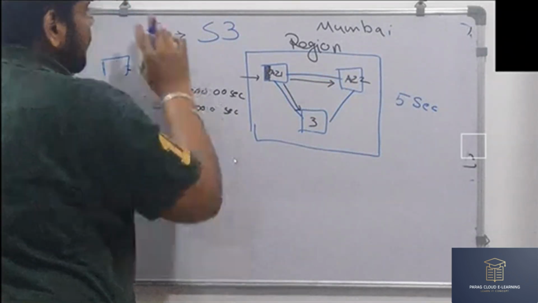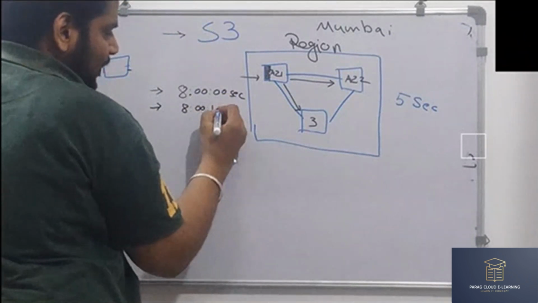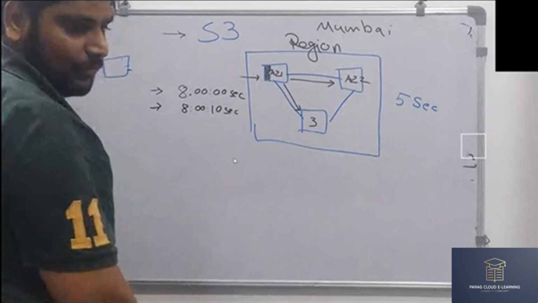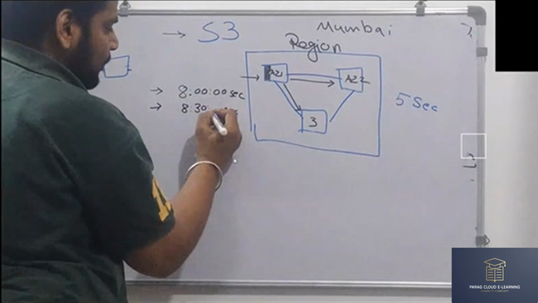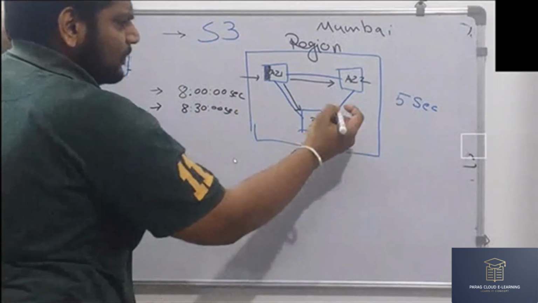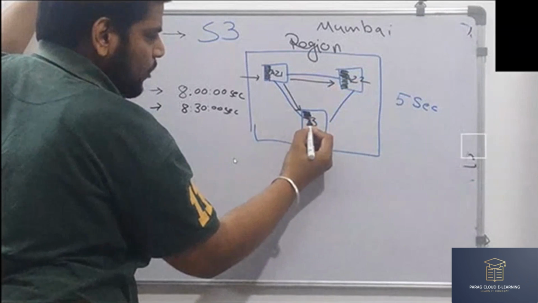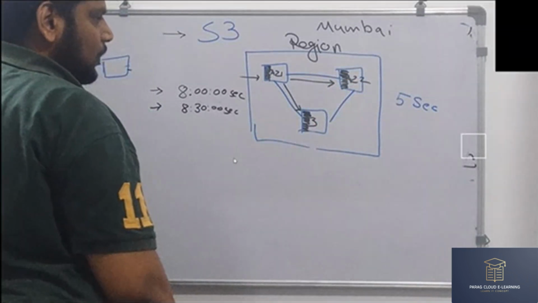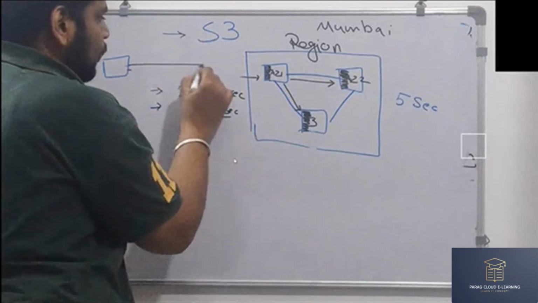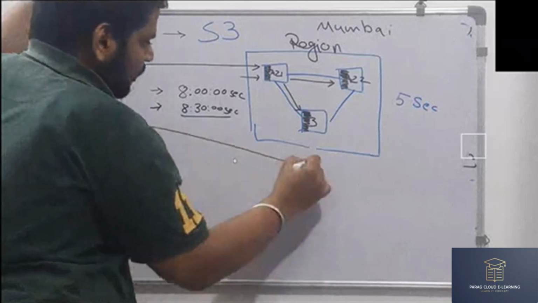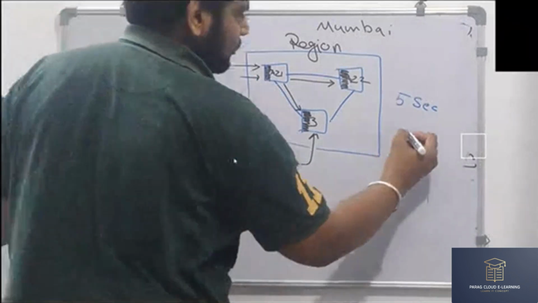Either you come to Amazon after 5 seconds. If you're coming to Amazon, checking the file after 5 seconds, let's say 8:30, after 5 seconds means after half an hour you're coming to check the file. So that means your data will be replicated here as well as here. And if you ask Amazon to give me the file at 8:30, your request can go here, or here, or here, any of the three availability zones. You will get the data. First scenario.